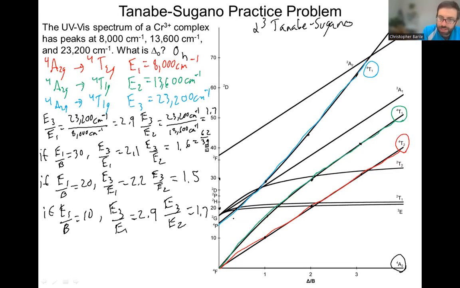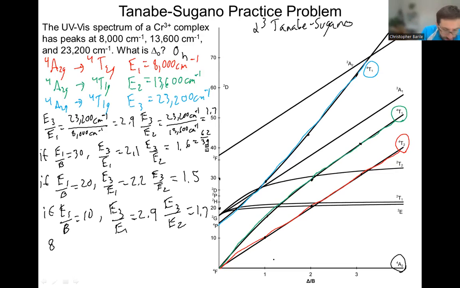You won't necessarily get perfect. And again, whether you're right here or here on the graph, it's going to be hard to tell most of the time on these diagrams. But we know that this is a good estimate. E1 over B is going to be equal to 10. Okay, so if we know that, now we can solve for B.